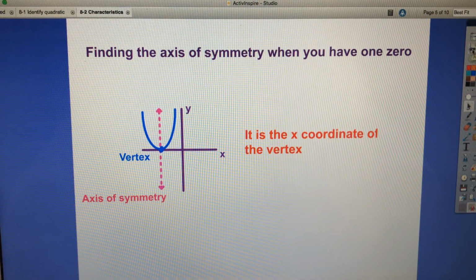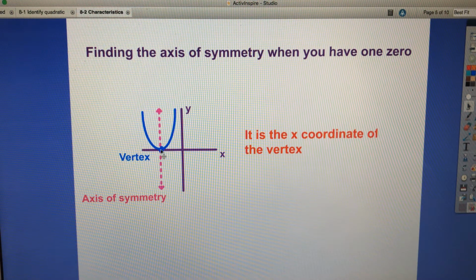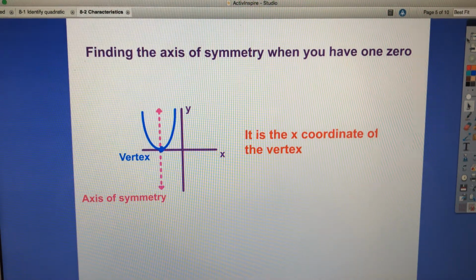Finding the axis of symmetry when you have 1 zero. Well, now it seems pretty simple because it is the x-coordinate of the vertex. My zero is wherever I am, the x-coordinate. I don't have this one labeled as a number line, so I can't tell how negative I am, but whatever the x-coordinate of this vertex is, that is my zero.